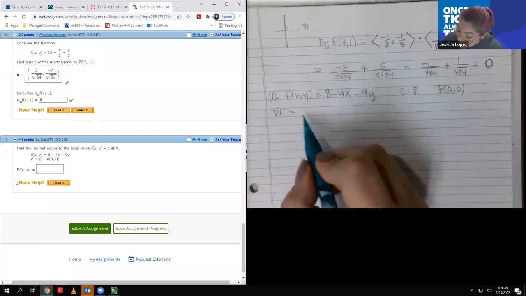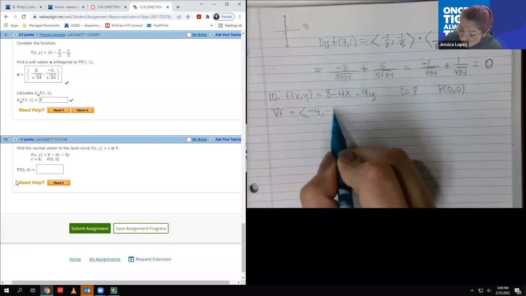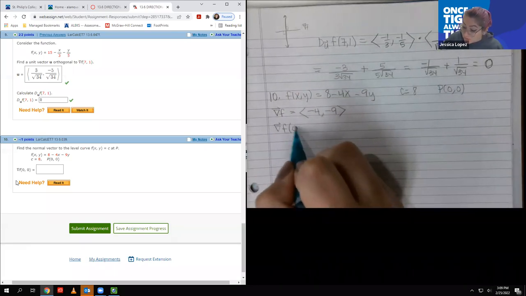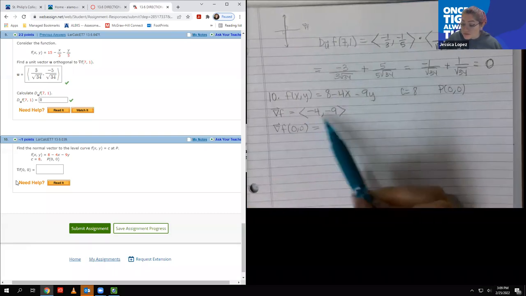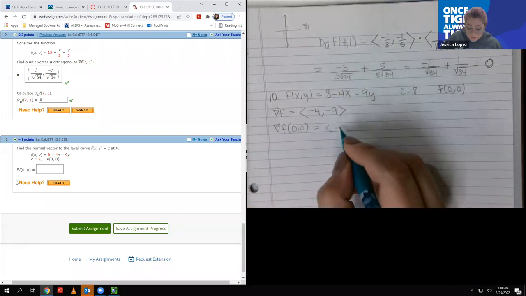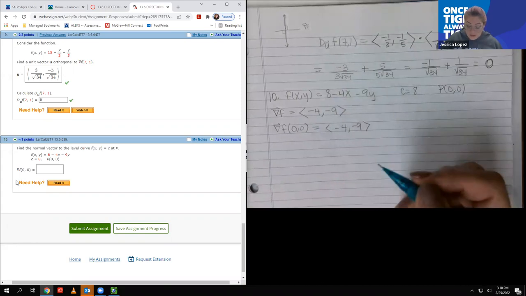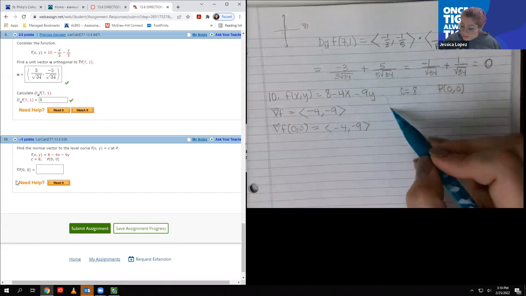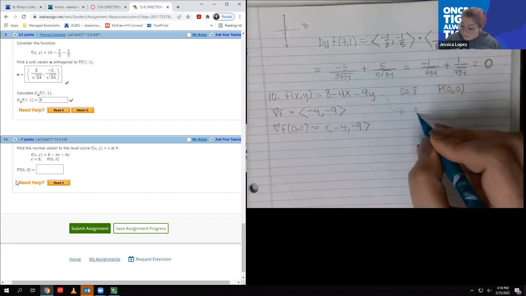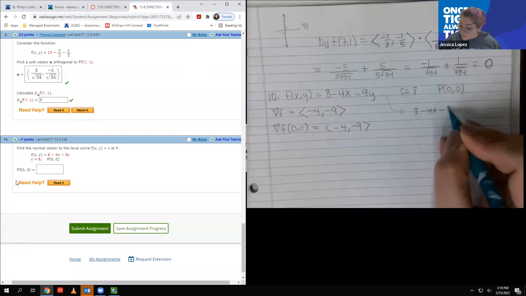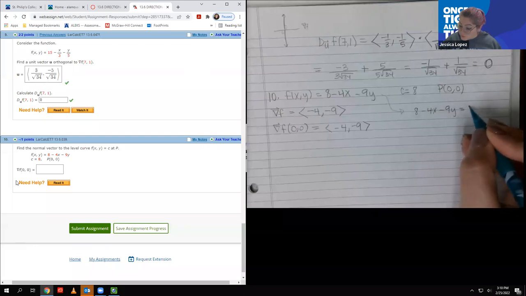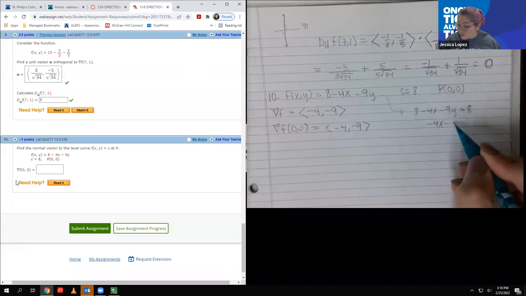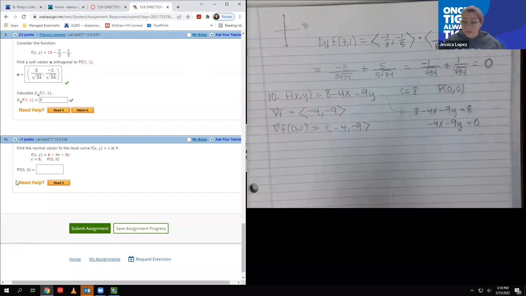And in this case, it's going to be negative 4 comma negative 9. And then I'm going to have to take that gradient of f at the point (0, 0). But there's no x's and y's to plug it into. So it's just going to stay negative 4, negative 9. And if my level curve is at c equal to 8, then this is going to become 8 minus 4x minus 9y equal to 8. If I subtract 8 on both sides, I get negative 4x minus 9y equal to 0.